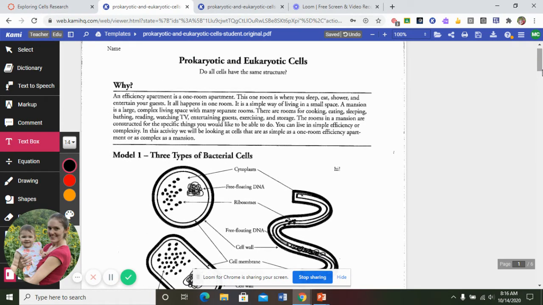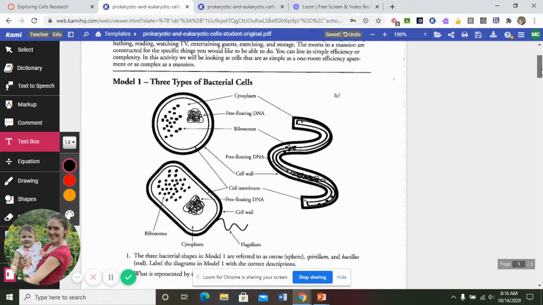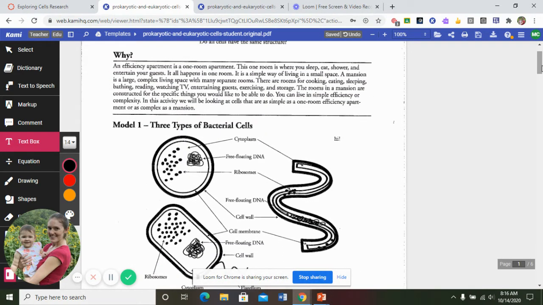So, prokaryotic and eukaryotic cells. Do all cells have the same structure? And obviously we know that they don't, based off of the notes that we went over earlier this week. So let's start with the very beginning here. Most of this you will not actually need to read, but you will need to be able to interpret the diagrams and just observe them.